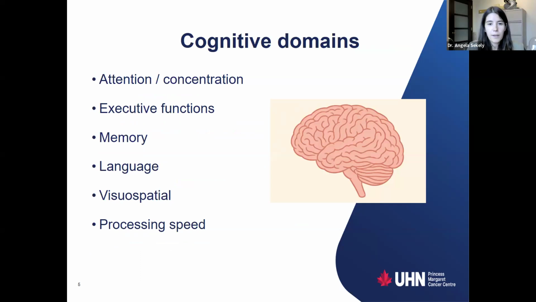And just really to highlight, when we think about cognition or cognitive symptoms, this is not just limited to one type of symptom. The brain is a very complicated organ, and there's many different types or domains of cognition that we think of. And I've included them here for you to take a look at. So this could be attention and concentration, something called executive functions, which are those more complex types of thinking, such as planning or organizing, remembering information, language, working with visual information, and also how quickly things are being processed.